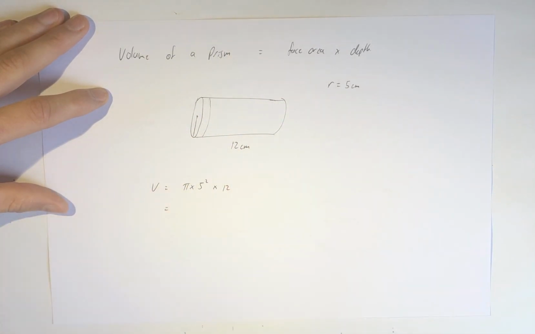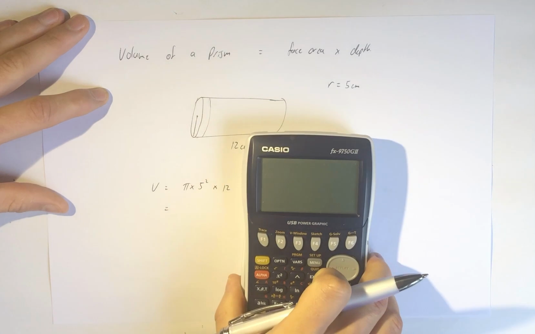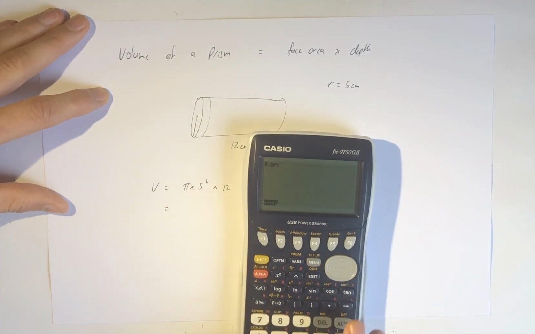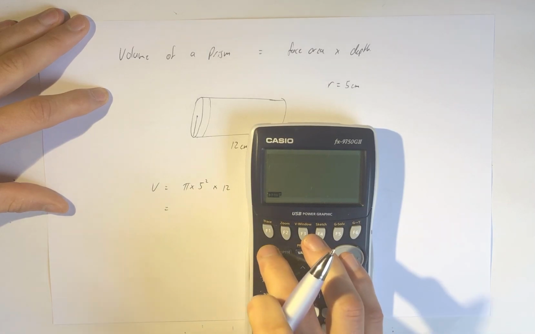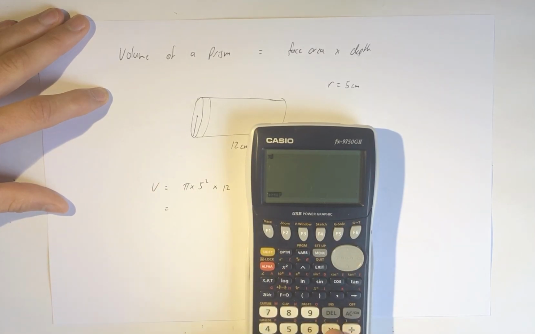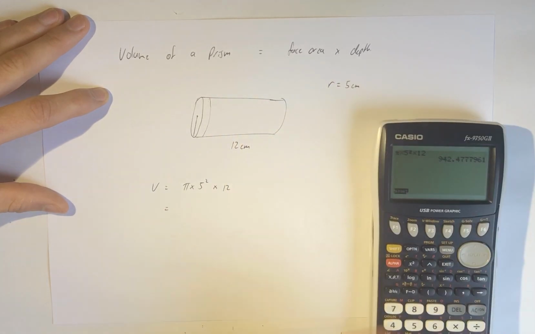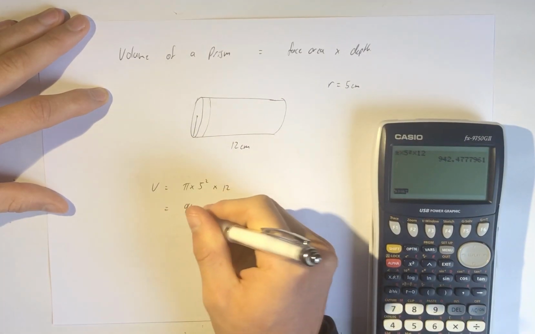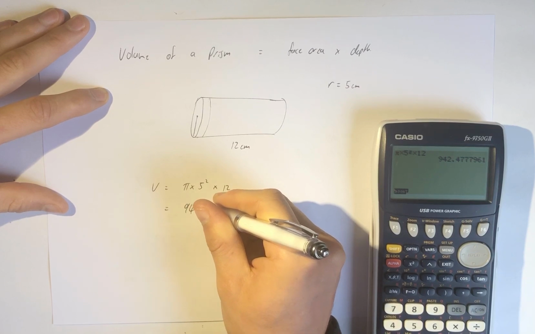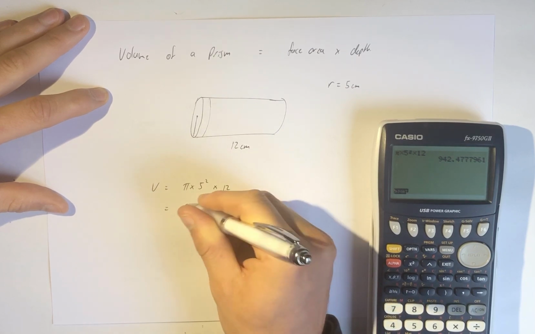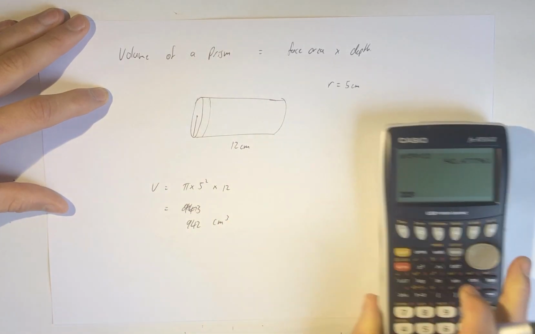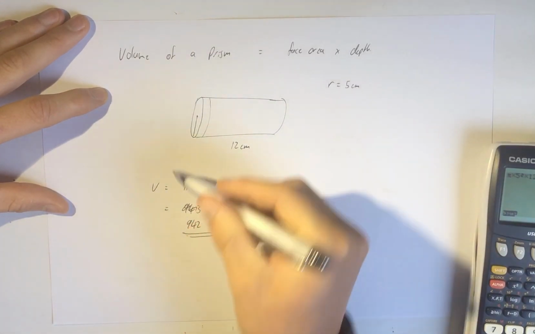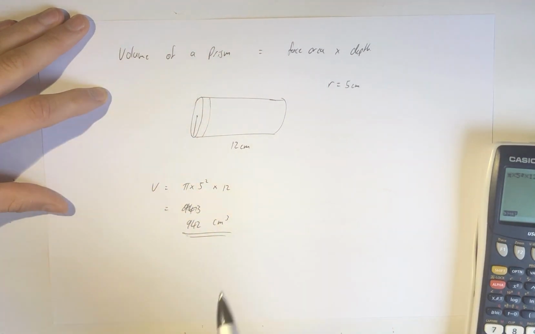If you're in year 9, I don't care if you use 3 or if you use a calculator at home. I'll use a calculator today because this is also for some year 11s. So let's go shift pi times 5 squared times 12. We've just calculated the volume, 942 centimeters cubed, because all I did was get the face area and times by the height.